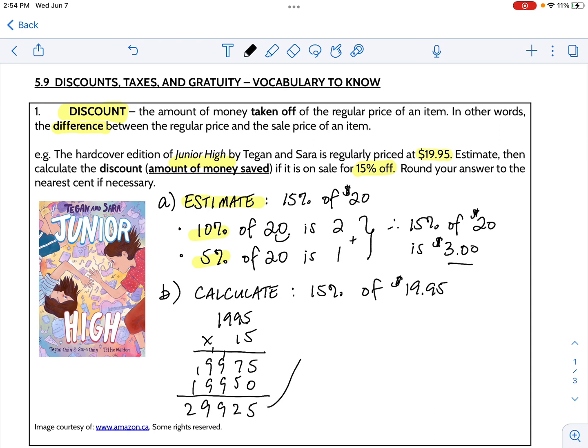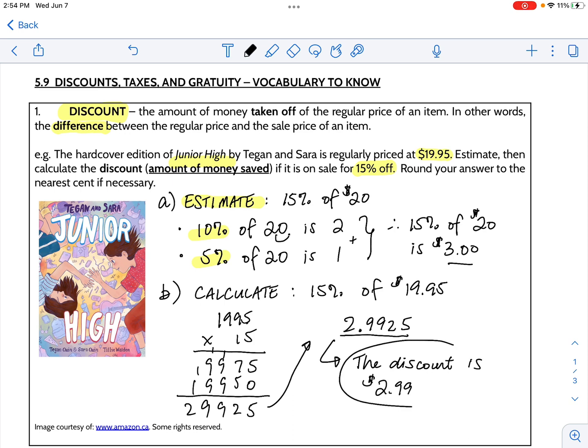So my answer is 29925, and I look at where my decimal place should go. My answer is around $3, so I know it's going to be 2.9925. The decimal place is going to be between the 2 and the 9 because my actual answer should be around $3. I'm going to keep this as reference and not cross it out, but I'm going to answer that the discount, meaning the amount of money taken off, is $2.99. I'm going to keep the original answer there for reference.